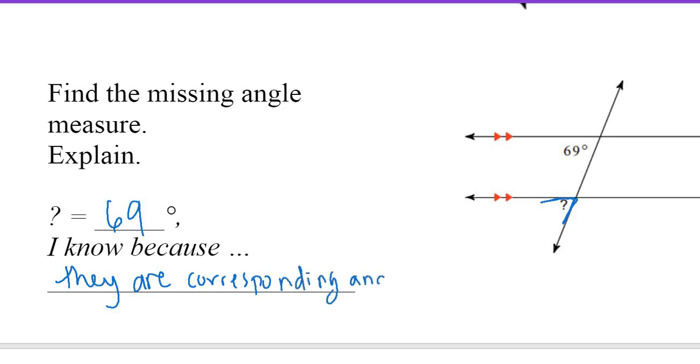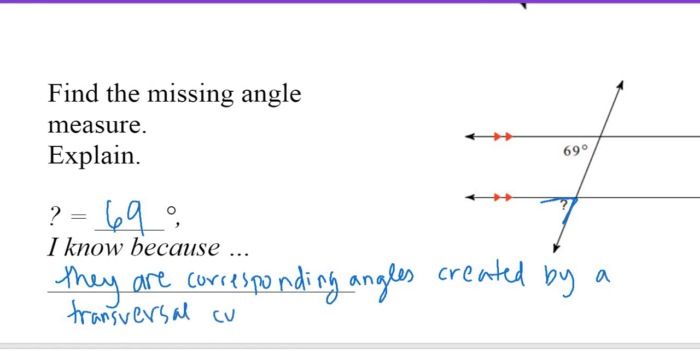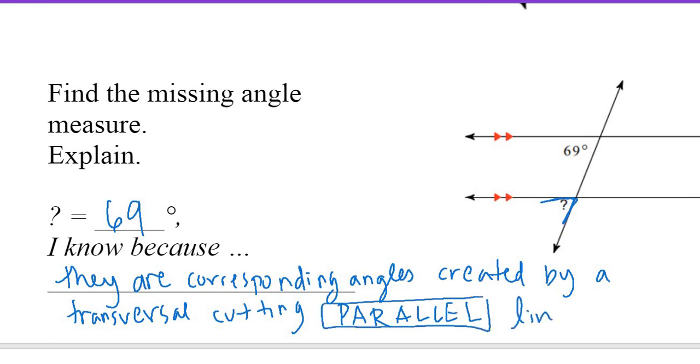And importantly, these are corresponding angles created by a transversal cutting parallel lines. Now, if these lines were not parallel, this problem wouldn't be possible.